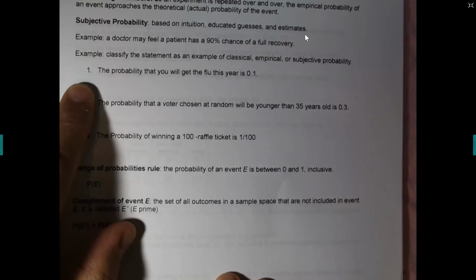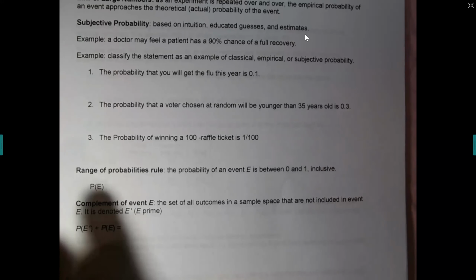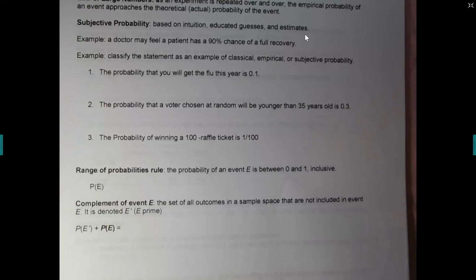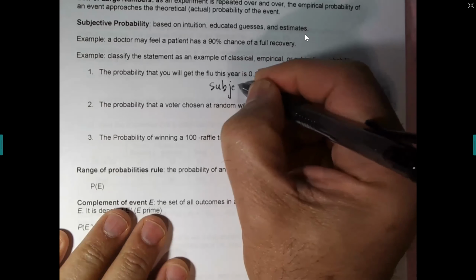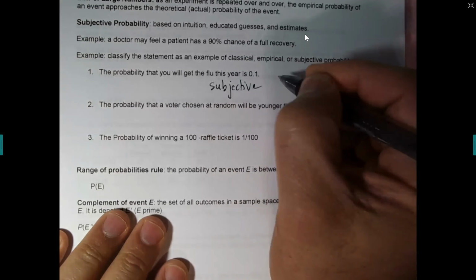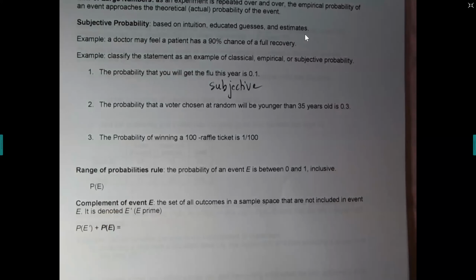What do you think number 1 is going to be, guys? Which one of those? The probability that you will get the flu next year is 10%. Subjective. Yeah, that's subjective, based on the weather conditions and the viruses, etc. This is just a guess, guys. Can't do an experiment and find out whether the person is going to get it or not.